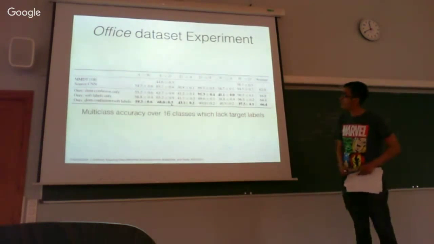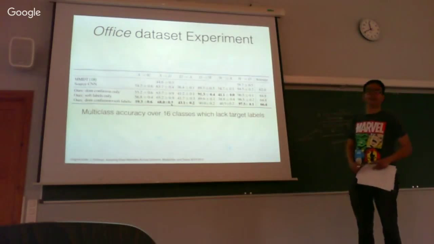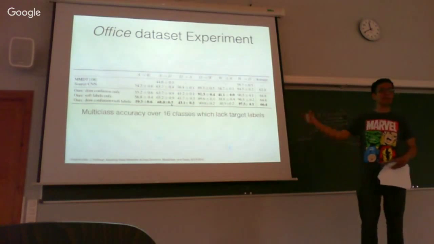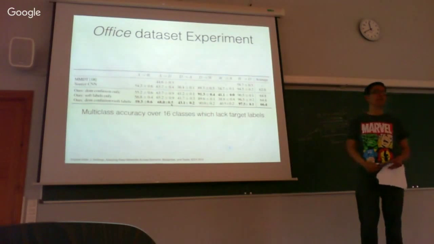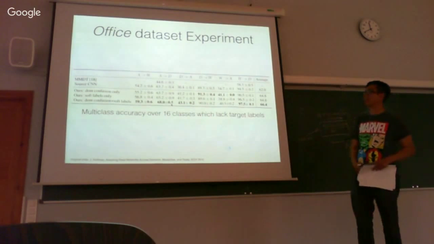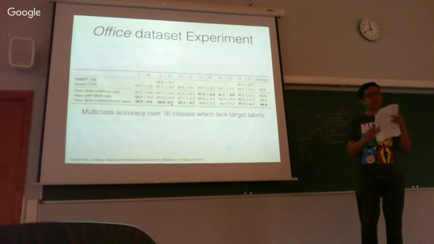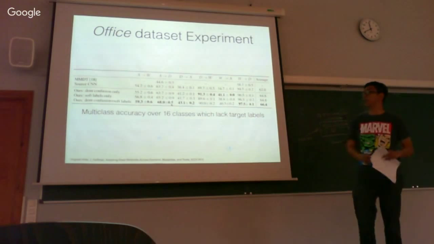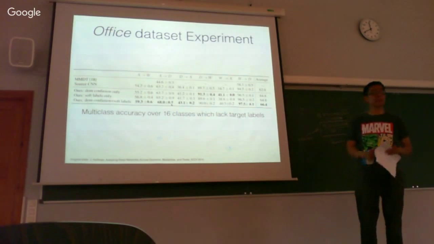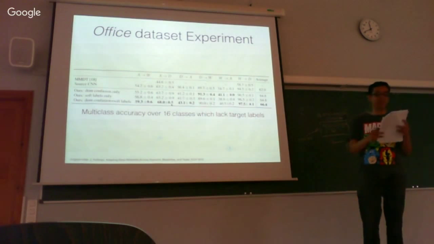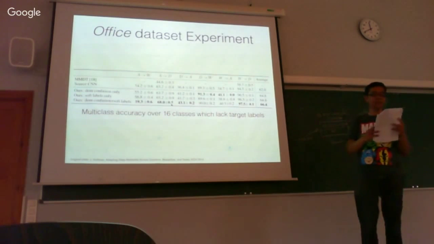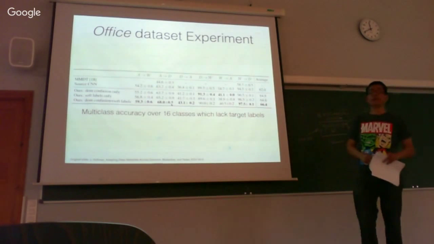So, in this table, they have the source CNN. They also use the target CNN. They don't outperform the baseline, but using both the source and the target CNN, they do well on one transfer.